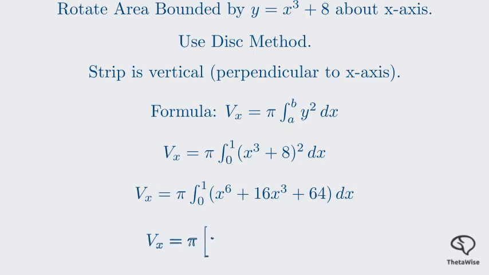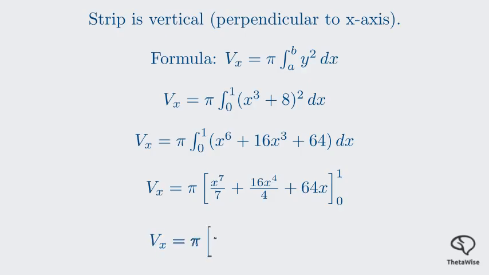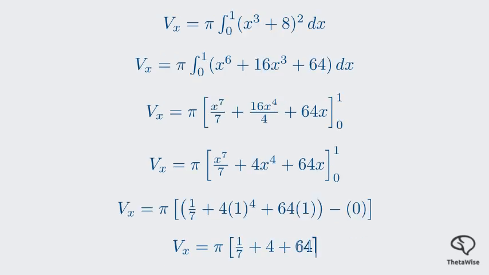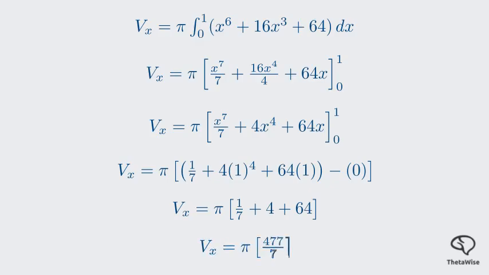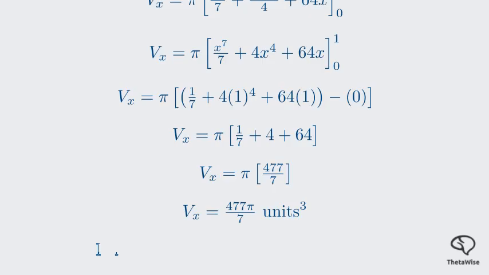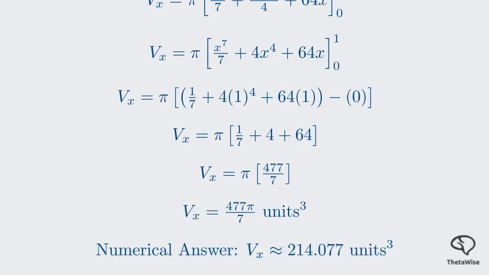Integrating term by term, we get pi times the expression x to the 7th over 7 plus 16x to the 4th over 4 plus 64x. Simplifying, we get x to the 7th over 7 plus 4x to the 4th plus 64x. Now we evaluate this from 0 to 1. Plugging in 1 gives pi times 1 over 7 plus 4 plus 64. The lower limit of 0 makes all terms 0. This simplifies to pi times 68 and 1/7, which is 477 pi over 7 cubic units. Numerically, this is approximately 214.077 units cubed.